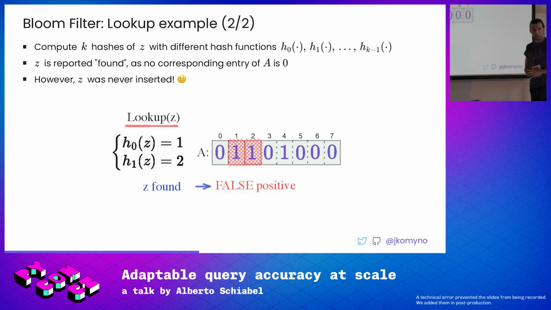But what about element z? Our Bloom filter has never seen element z. If we apply the hash functions, we have position 1 and 2. It just so happens that position 1 and 2 are selected in red. They are also with active bits. But that's the wrong answer. Like we say, yes, we found it, but we didn't. We didn't insert that before, so that's a false positive.